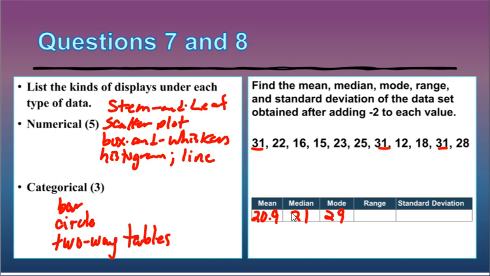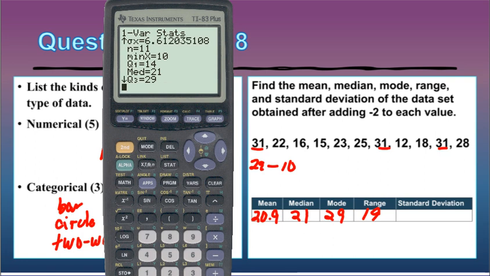The range, my biggest number minus my smallest number. My biggest number, 31 minus 2 is 29. My smallest number is 12, so 12 minus 2 gives me 10. So 29 minus 10 gives me 19. And then standard deviation, if I go back up, standard deviation is 6.6.